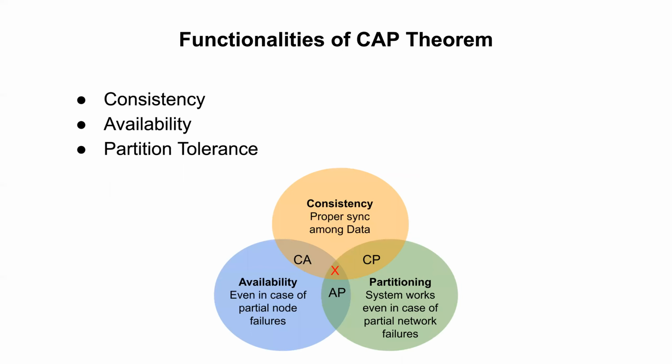Functionalities of CAP theorem. Consistency basically means that everything should be well coordinated. Availability: the system should always be available. Partition tolerance: the system should be properly distributed. So we have three types of systems, that is a CA system, CP system, and AP system.